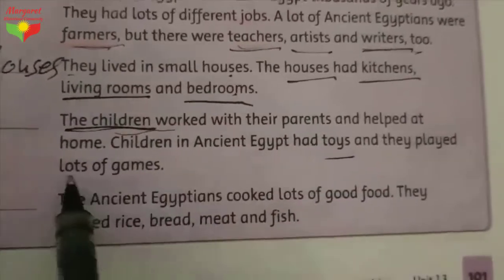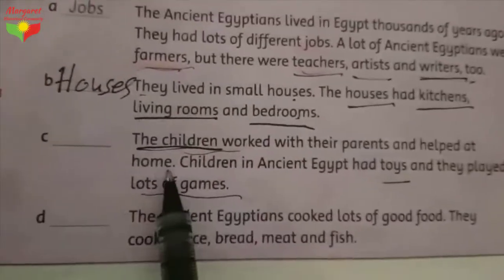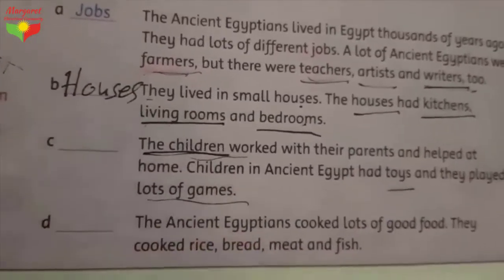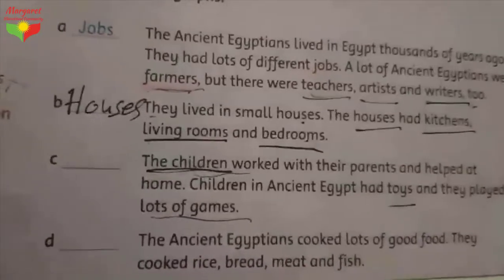Or how they played games. So, this paragraph is about children or, we did this one as well, children or food. Is there any word about food? No. So it is about children.